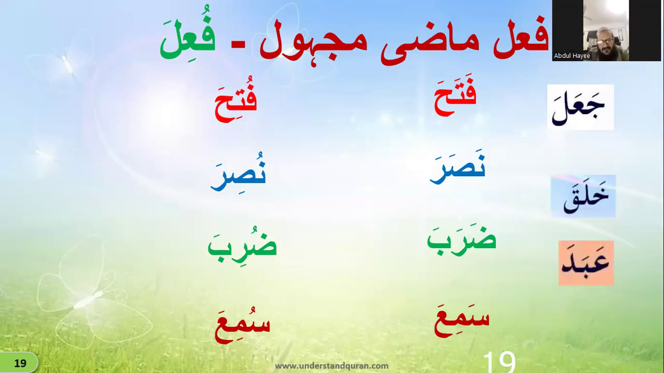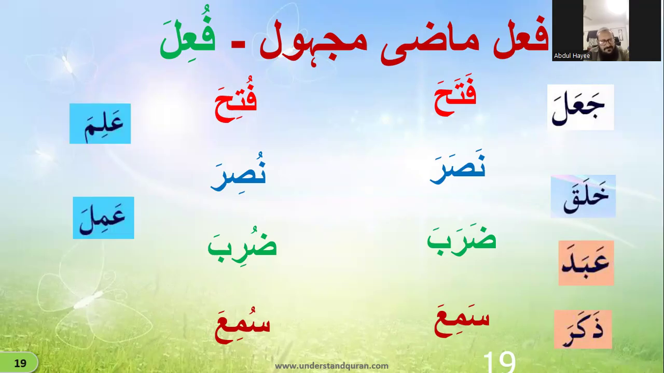Hulika. Abada. Uhida. Zakara. Zukira. Alima. Ulima. Amila. Umila. Look, they all have a different kalma.